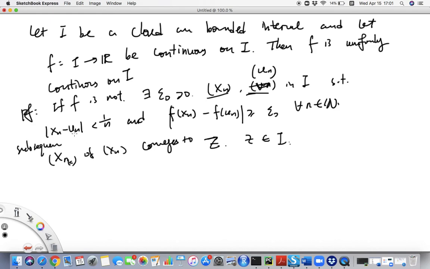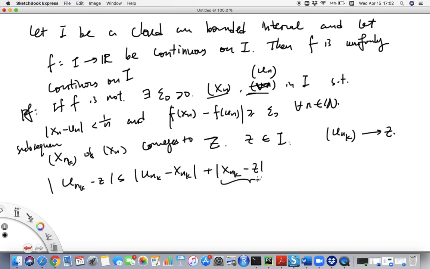Now, since the difference between u_n and x_n is going to 0, it's clear that you can also find a subsequence of u_n, let's say u_{n_k}, that also goes to z. Okay, so |u_{n_k} - z| is less than or equal to |u_{n_k} - x_{n_k}| plus |x_{n_k} - z|. So this is small, right? And this is also small by this condition, okay? So this is small.